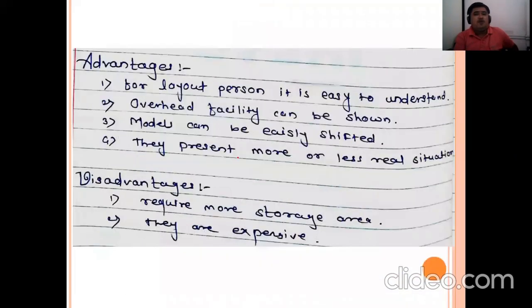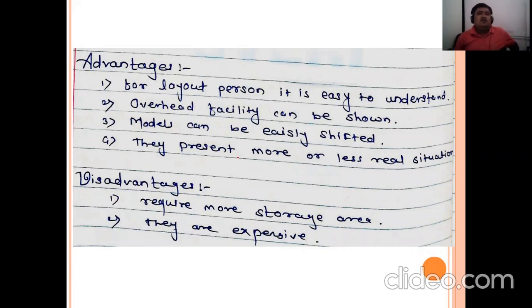So these are some points where we can think. These are the advantages. For a layout person, models are very easy to understand. Overhead buildings can be shown, yes, because we can give height to the models. Models can be easily shifted; immediately we can shift the model from one place to another, as it is lightweight. They present a more or less real situation. So they show the real situation, how much area is there, where the parking should be, etc.